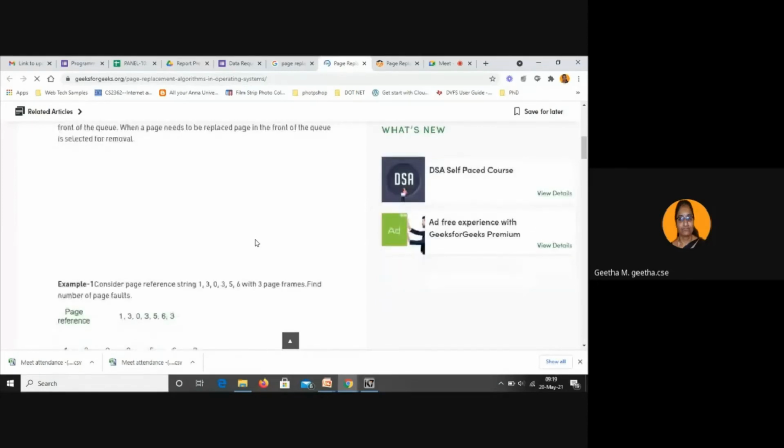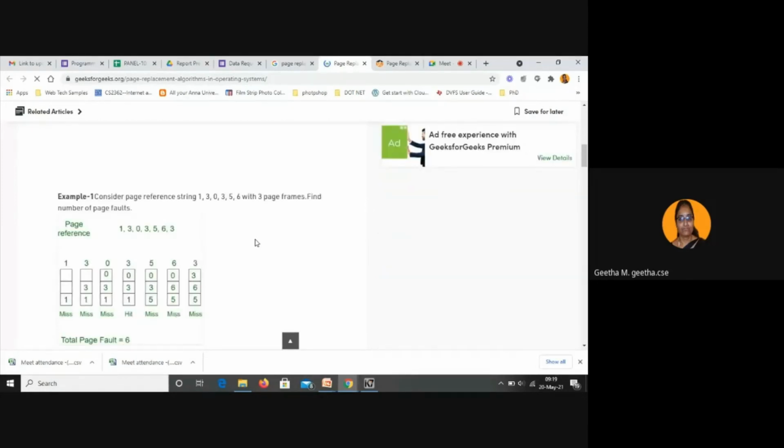Consider this reference string 1, 3, 0, 3, 5, 6, 3. Consider the same number of frames allocated for this process, three. So three frames are allocated. Initially, the frames will be empty. Page number 1 is referred now.